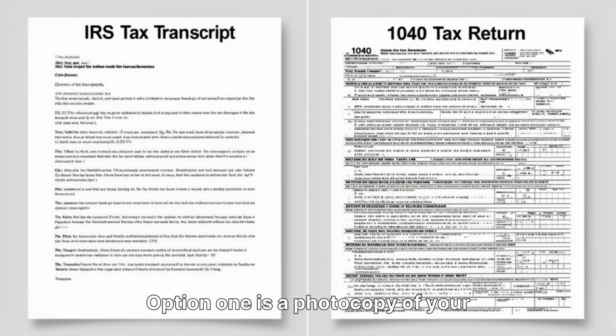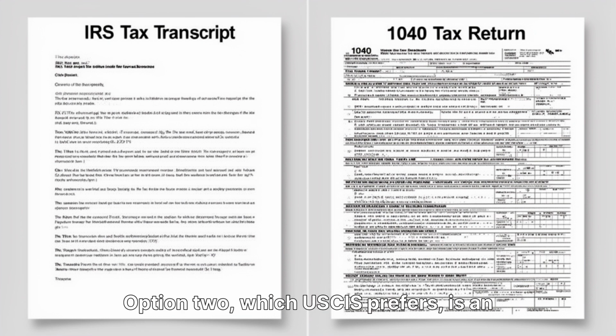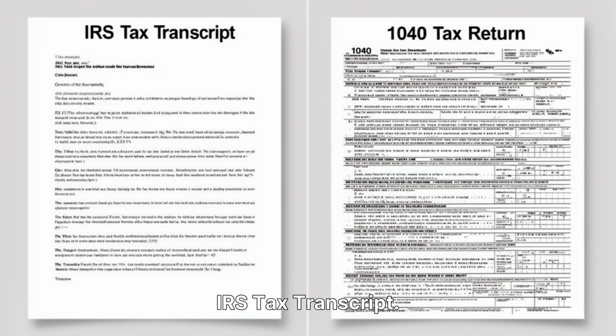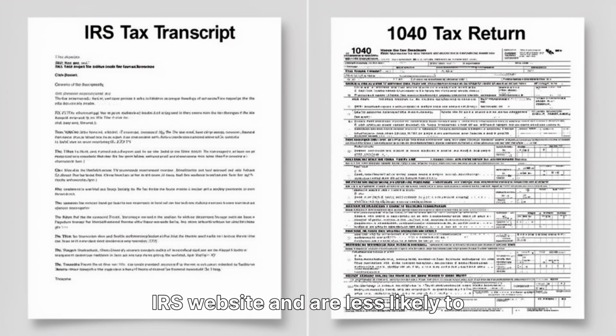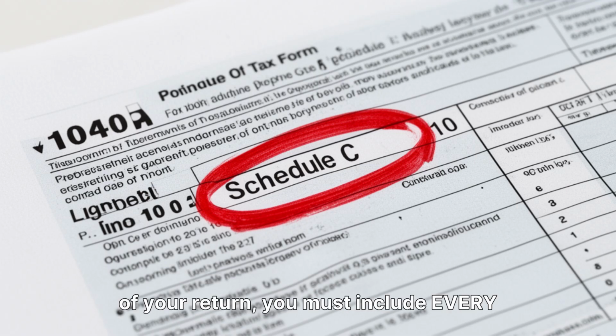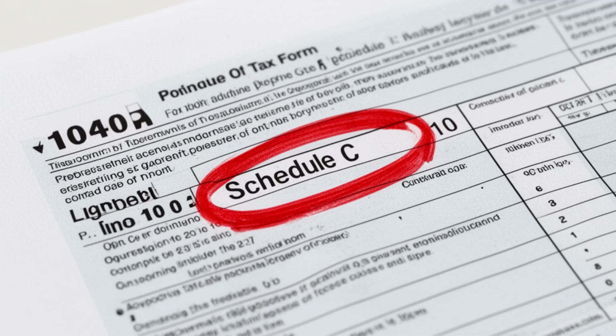Option 1 is a photocopy of your tax return. Option 2, which USCIS prefers, is an IRS tax transcript. Transcripts are free to download from the IRS website and are less likely to be rejected because they prove what was actually processed. If you choose to submit a copy of your return, you must include every schedule.